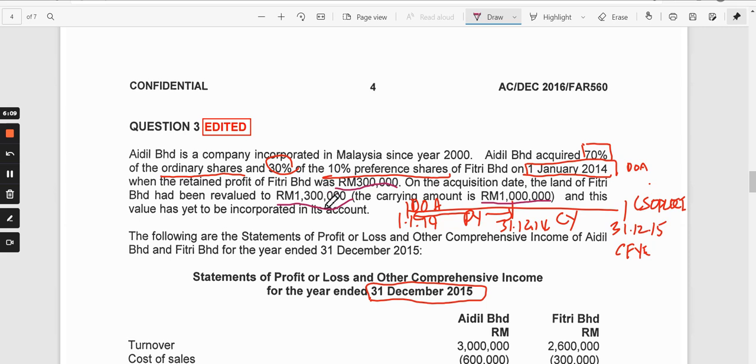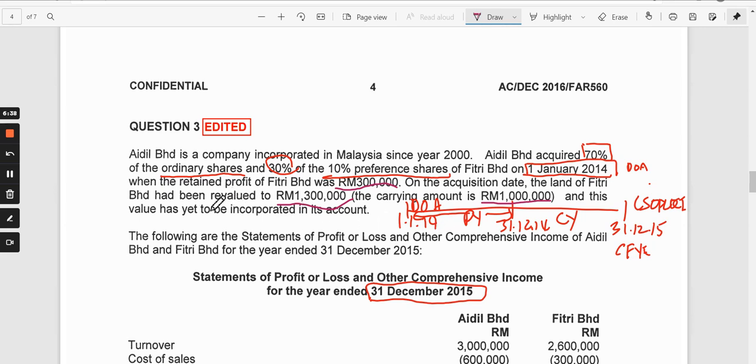So the difference between 300,000 and 1 million will be the revaluation surplus, and this is pre-acquisition revaluation surplus because that happened on the date of acquisition, and that must be incorporated in its account. So that has to be adjusted later when we prepare our consolidated statement of changes in equity, because that revaluation surplus happened in the prior period, which is on the date of acquisition.